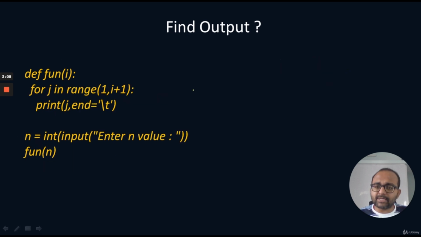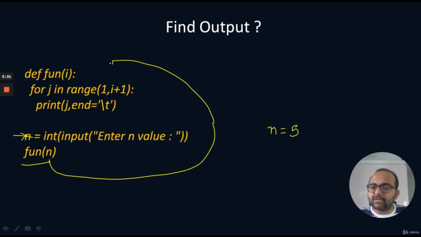So the next one is, first the n value is going to be entered here. Let us suppose n is equal to 5. Enter n value, so 5 is entered. Now function fun is called by passing the n value. So what is the n value here? 5, right? So 5 will be copied into this particular variable. So the value of i will become 5.